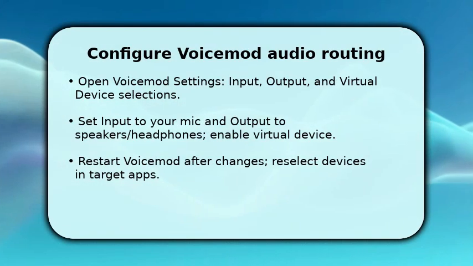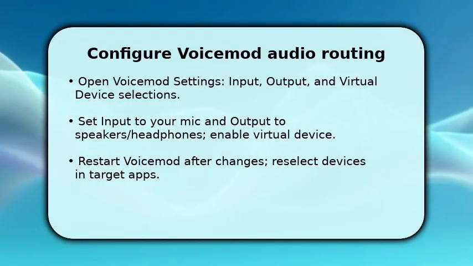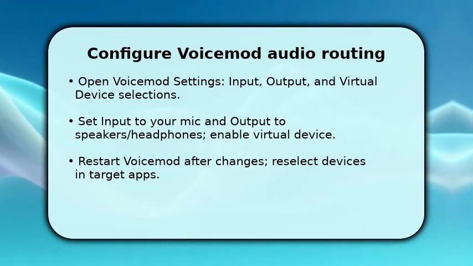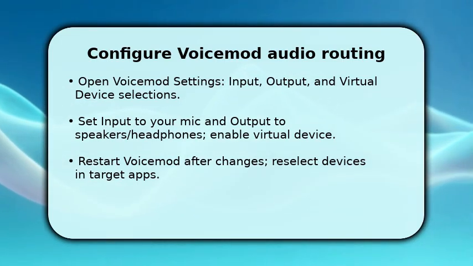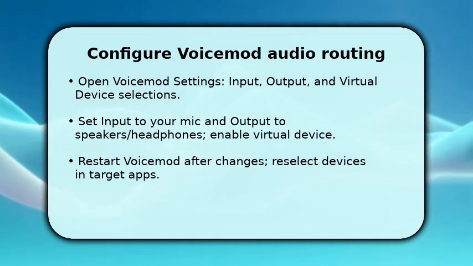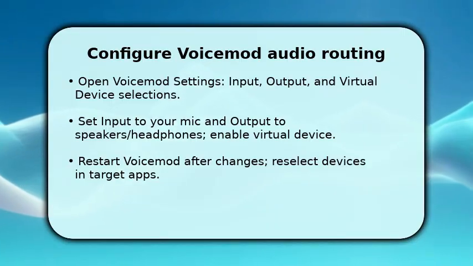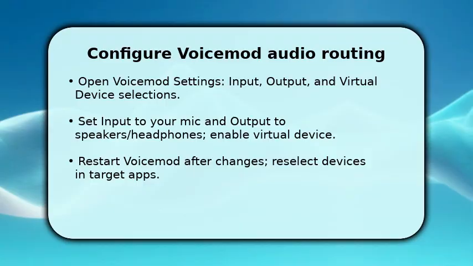You now configure Voicemod's routing so audio flows correctly. In Voicemod settings, set input to your physical microphone and output to your speakers or headphones, then enable the Voicemod virtual audio device. This virtual device is what other apps must use to receive processed audio. After changing these options, restart Voicemod to apply driver registrations.